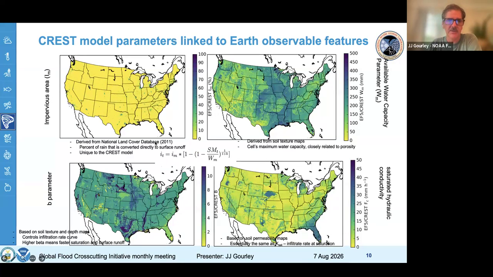So here's a national land cover database from NASA that tells us something about the imperviousness of the land surface. You can see where cities are located here and there, and those are obviously a lot more impervious, so the model knows about that. The rest are derived from soil permeability, texture maps, soil depth maps, and so forth. So that's how the models run. And that way, if we get a certain behavior at a given gauge location, we can expect similar behavior at ungauged locations.